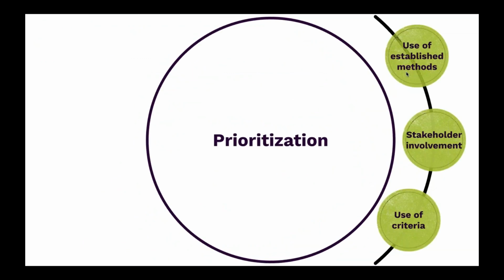Now we move into the actual priority setting exercise. So as you can see, there are three major steps, the first being the use of established methods. So are you aware of any priority setting tools that can be used or adopted in a priority setting exercise? Or have you used any?